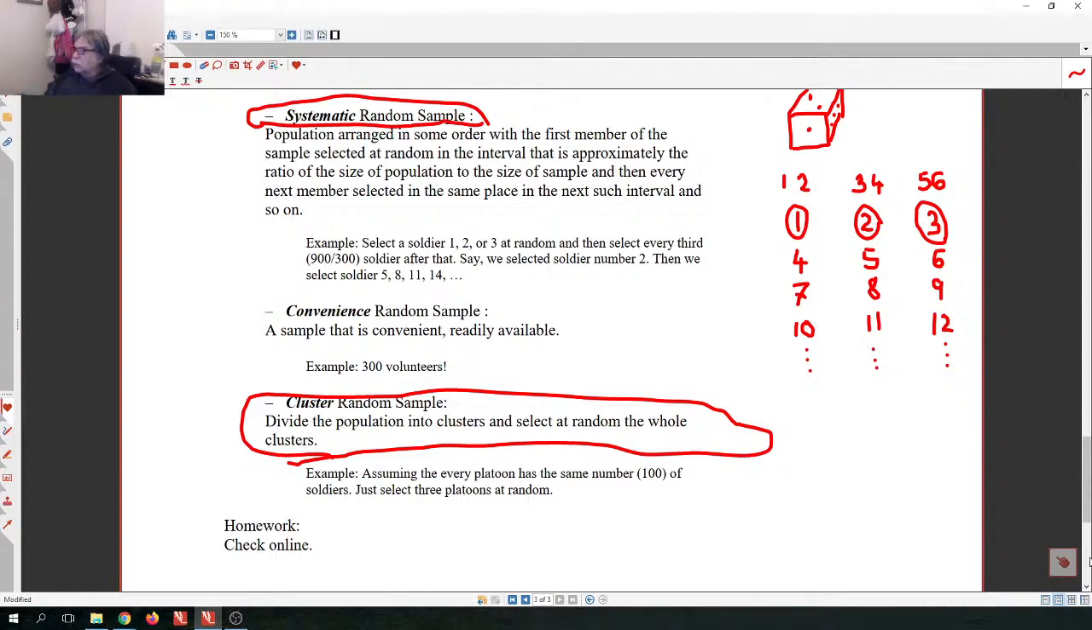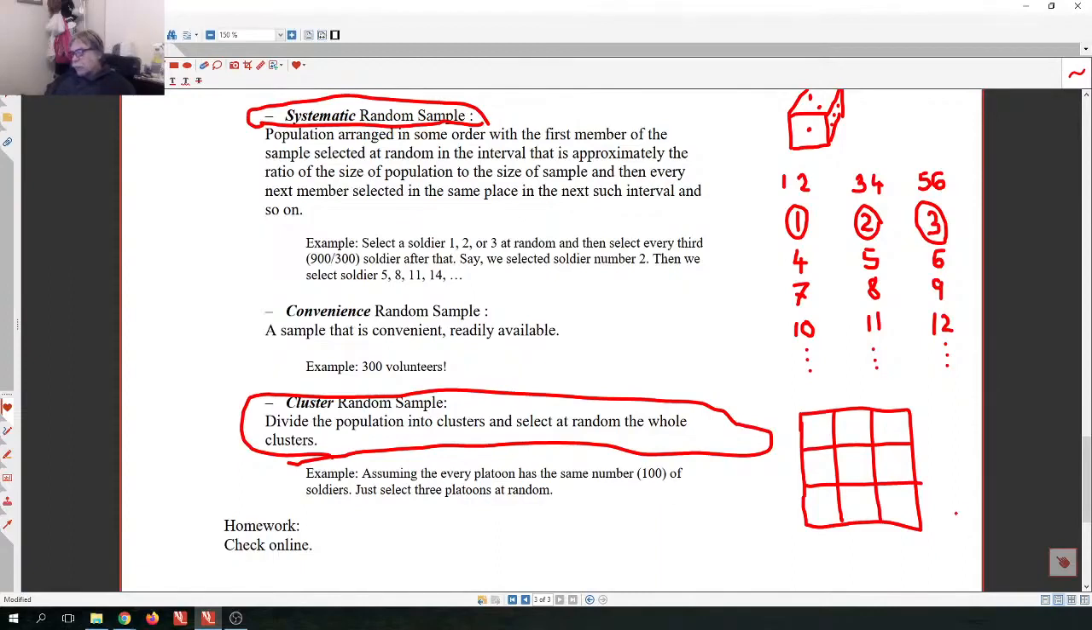So which means, again, population is divided into clusters. That might be a large number of clusters. And then the first thing you do is select clusters at random. So for example, in my story about the soldiers, we can talk about platoons, right? The battalion would have probably 9 platoons. So each platoon is 100 soldiers.